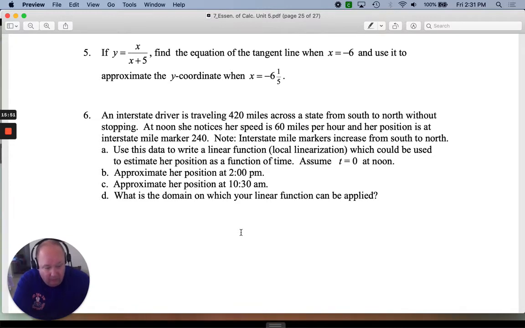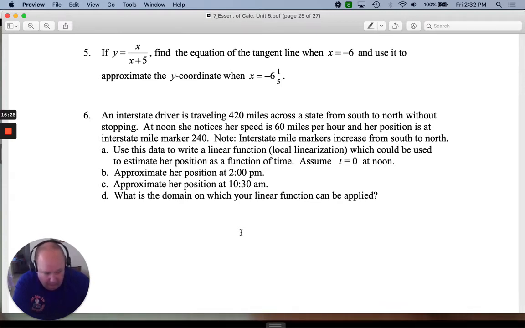So if t equals 0 is noon, then what do we know about the position at 0? We know her position is 240. That's what it says. So at noon, her position is 240. Write an equation on that. What speed she's going is the slope. So what speed is she going? 60 miles per hour. That's the slope.